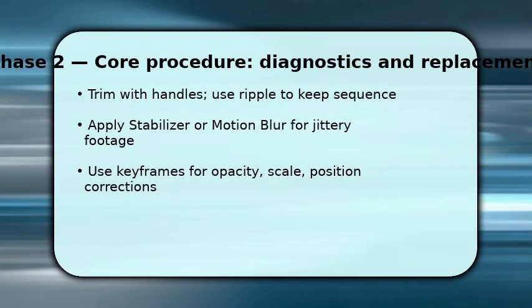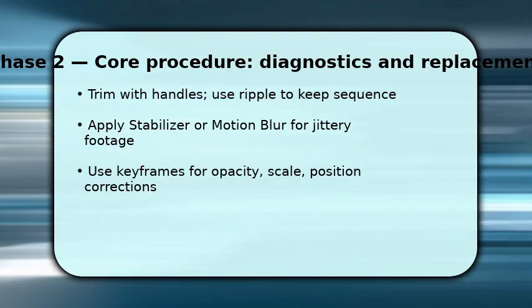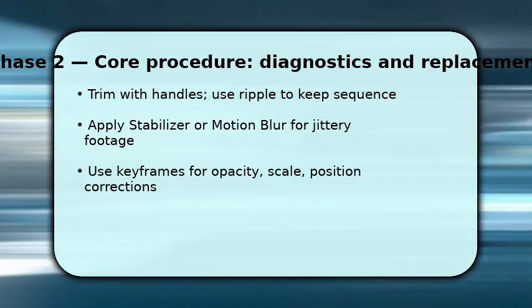Now focus on visual and timing corrections. Trim edges and use ripple edits to maintain downstream clips. This keeps your sequence intact. If footage jitters, apply the stabilizer effect or add subtle motion blur to mask microshake. For framing issues, add keyframes to scale and position so motion feels natural. Ease keyframes to avoid abrupt jumps.